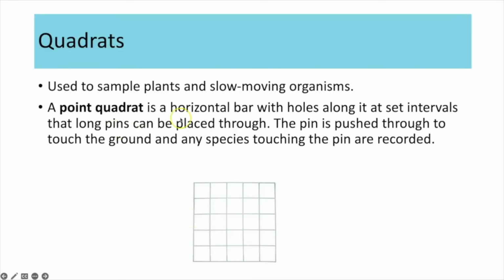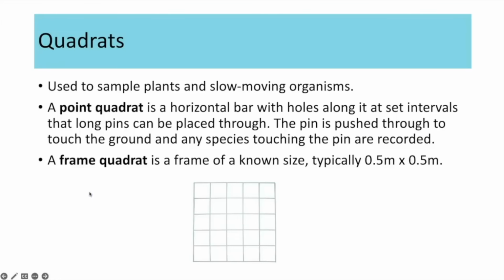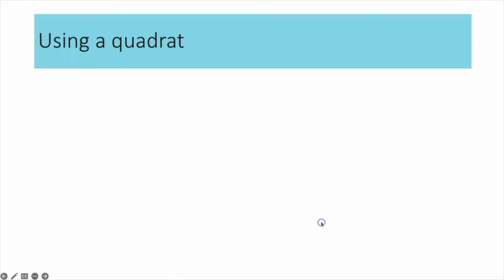And you could use a point quadrat, which is simply a horizontal bar with holes along it, and at set intervals there is a pin that's placed through. The pin is pushed through to touch the ground, and any species that touches the pin only is recorded. The one that you're probably more familiar with is a frame quadrat, which is normally 0.5 by 0.5 meters in dimension, and it could have grids or it might be completely open.